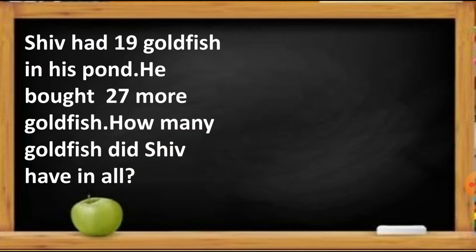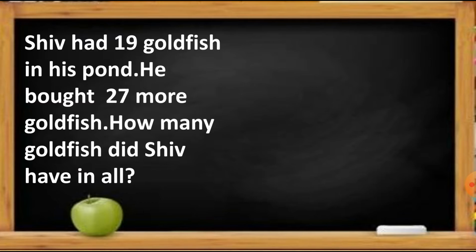I repeat this question. Shiv had 19 goldfish in his pond. He already had 19 fish in his pond. He bought 27 more goldfish. He added 27 more fish to the pond. Now the question is, how many goldfish did Shiv have in all? The keyword in all indicates that we have to add the numbers.